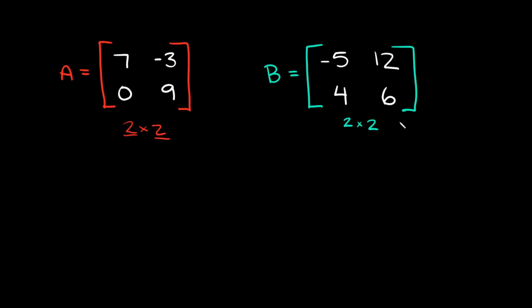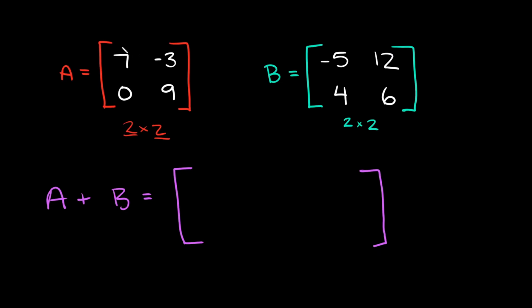Okay, so since they're both the exact same size, we can add these or subtract these, right? But in this case, we're going to add them. And since they're both 2 by 2s, that means our answer, when we add them together, is also going to be a 2 by 2. Okay, so if I wanted to add A plus B together, it's actually not too bad. All you have to do is add corresponding numbers.